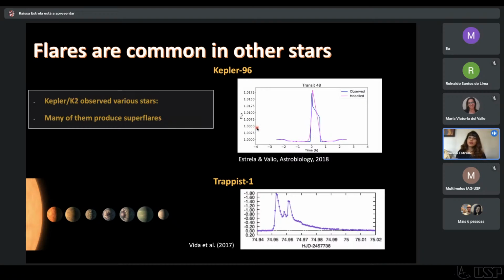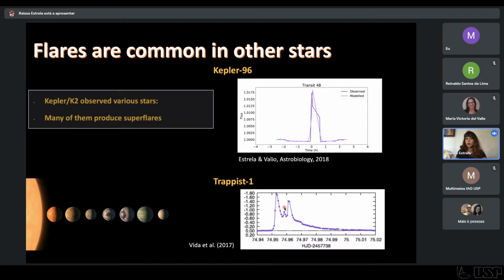So here you see two examples of superflares. One is in a solar-type star, Kepler 96, where the Kepler data show a superflare that happens in the middle of the transit of the planet that's orbiting this star. And at the bottom, you see a complex superflare that was detected with K2 for TRAPPIST-1. TRAPPIST-1 is a very interesting system for habitability because it has 7 Earth-sized planets, and 3 of them are in what we call habitable zones. So they are in a region where these planets could have liquid water.